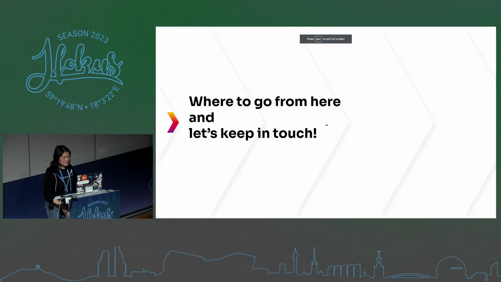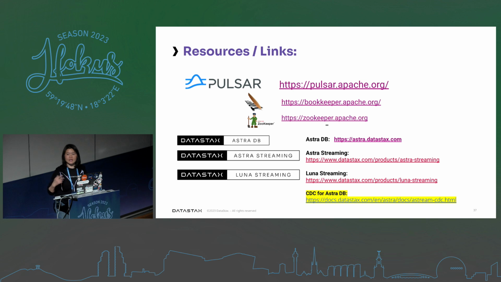Okay, just wrapping up, so where to go from here, and I'd like to invite you to keep in touch. This is the page containing all of the resources: Pulsar, BookKeeper, and I mentioned ZooKeeper. Also astra.datastax.com is where you can sign up for our managed cloud platform and try it out for free with $25 per month, and you keep getting new credit every month, so that's nice. And then Astra Streaming and Luna Streaming, and the bottom one highlighted is the CDC for Astra DB, and that's where I took the example from just now.